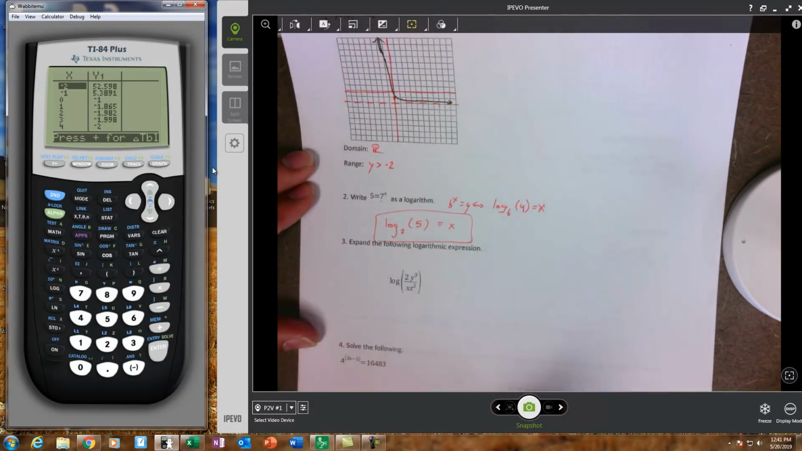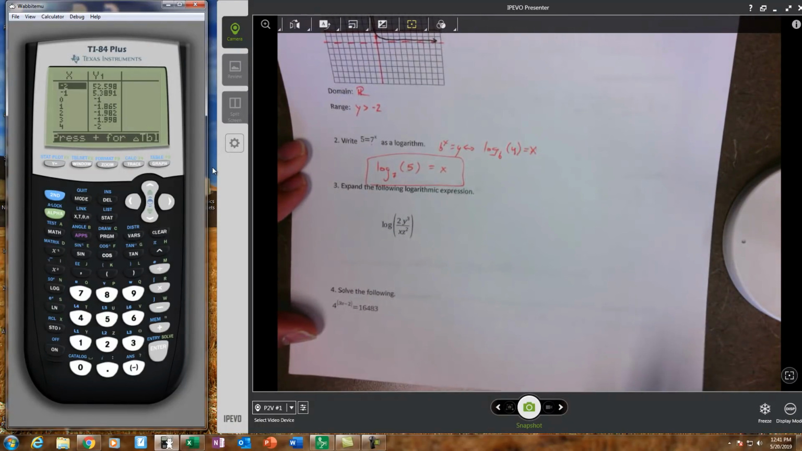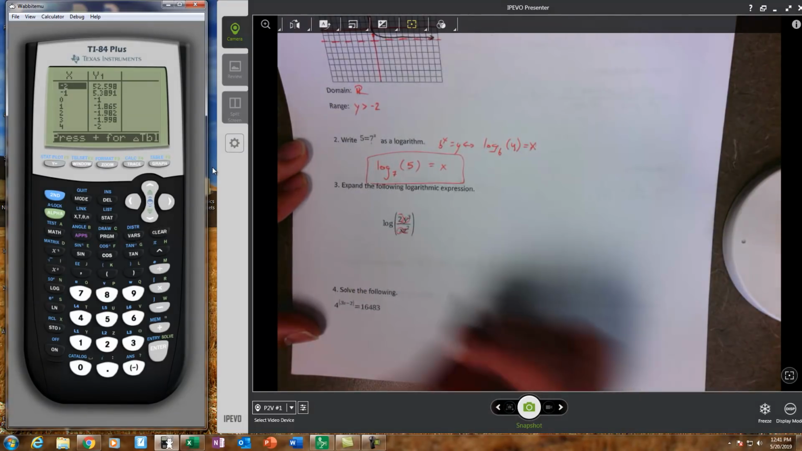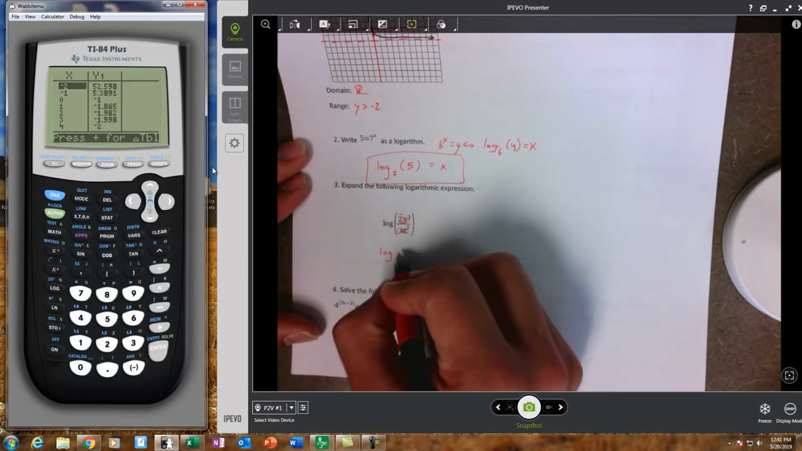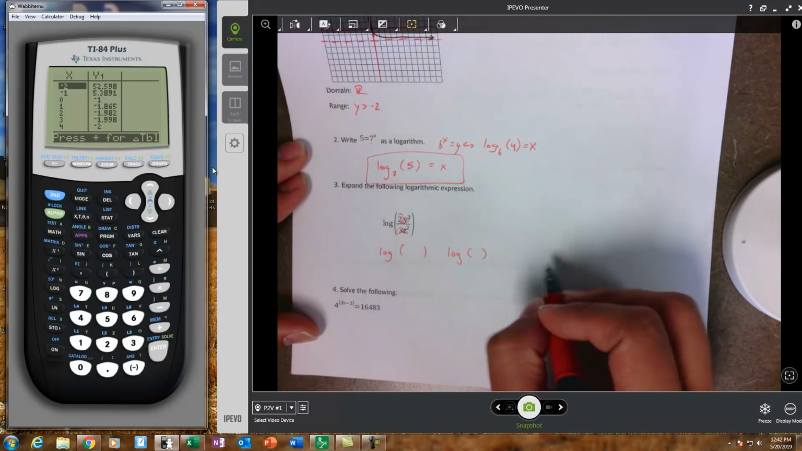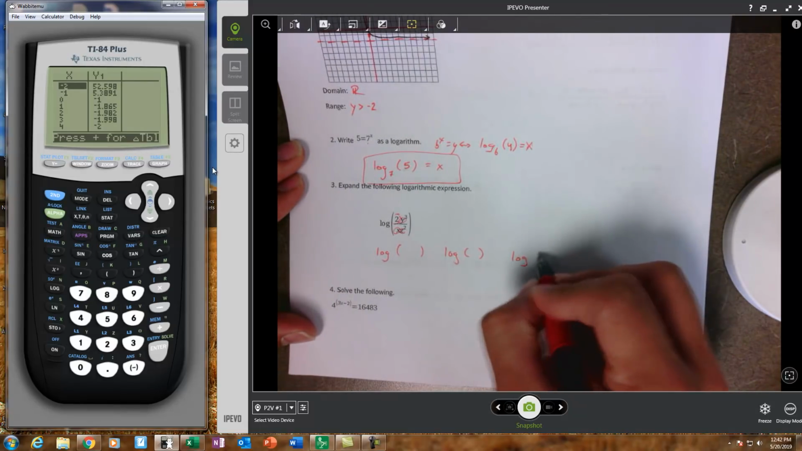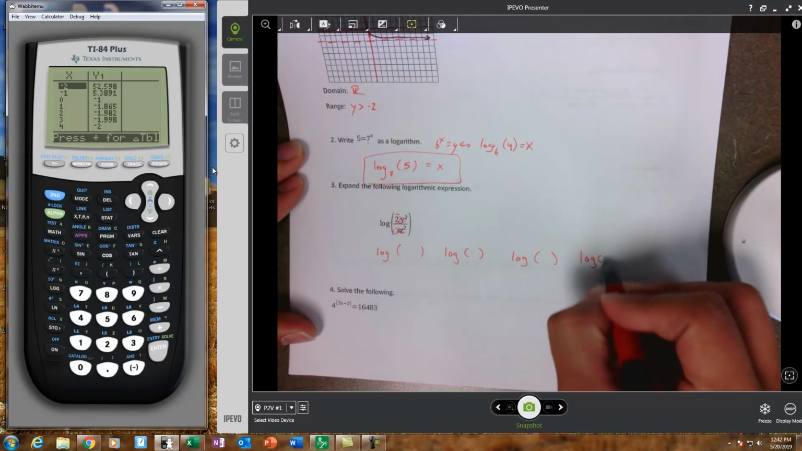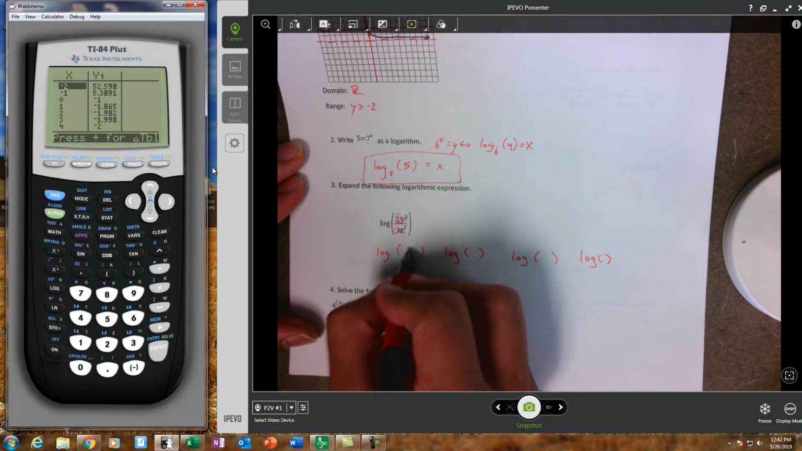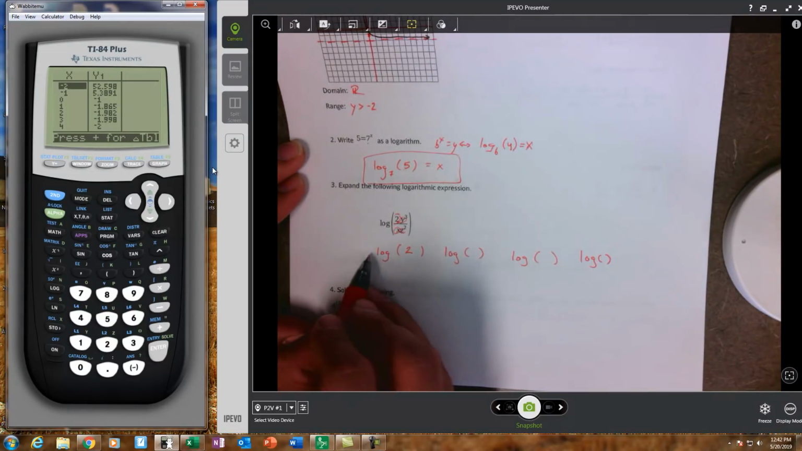When it comes to expanding or condensing logarithms, we notice there's a 2, a y, an x, and a z. That means 4 different logarithms. So log, I'll write this out 4 times. Okay, the first one is log of 2. Because it came from the numerator, it's positive.